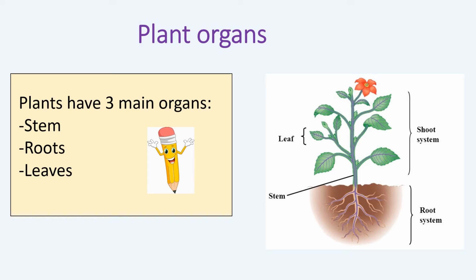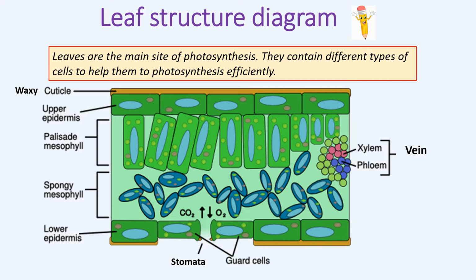So plants have 3 organs, which we should already know about because we already did it. So they have their stems, their roots, and their leaves, which are all organs. You need to make a note on this, and you need to know that leaves are the main site of photosynthesis. They contain different types of cells to help them perform photosynthesis efficiently. You need to be able to label each part of the leaf and know what each region does.